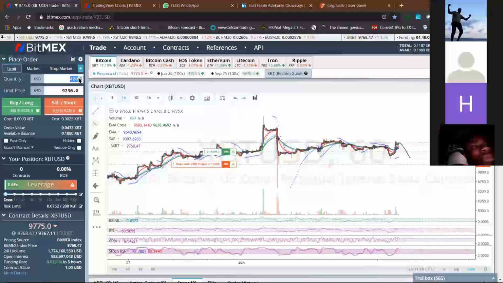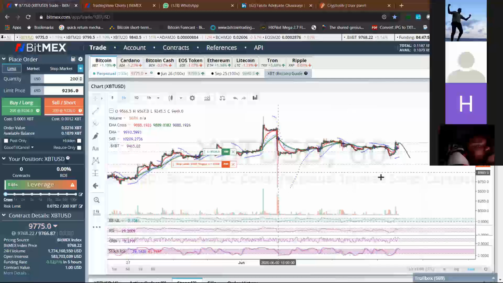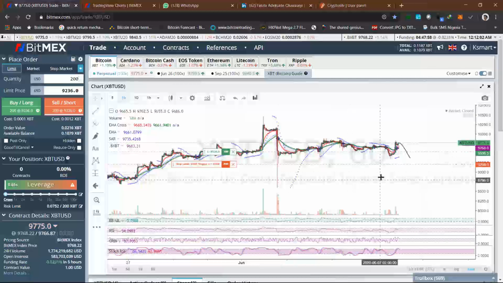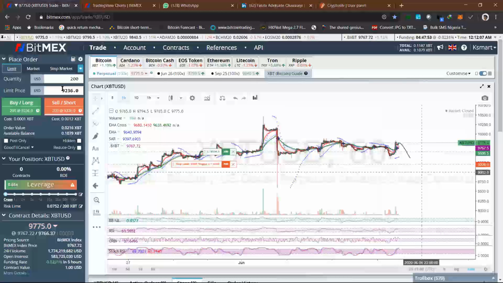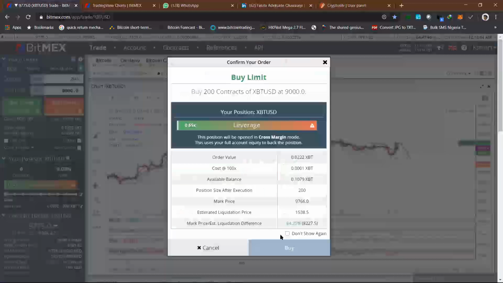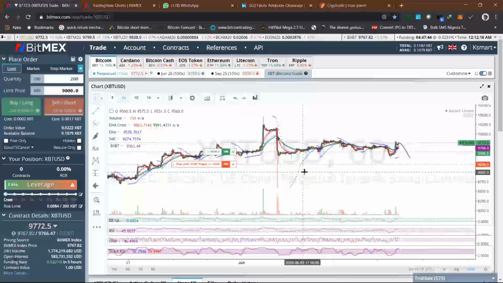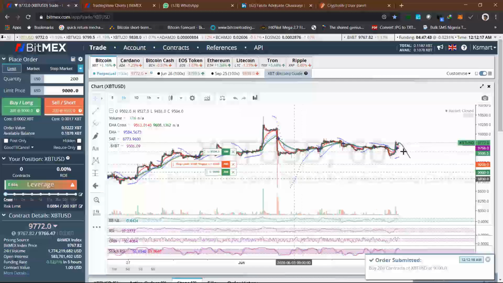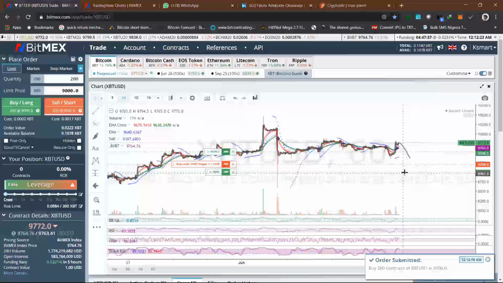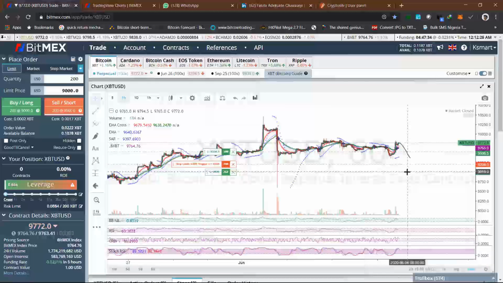Let's say I want to long it again. I'm going to long 200 at 9,000. So what I'm saying is I'm placing multiple trades on this chart right now. If the price comes against me and hits my stop loss, and the price keeps going down, once it gets here, it's going to execute and close my trade. So I'm going to take my profit.